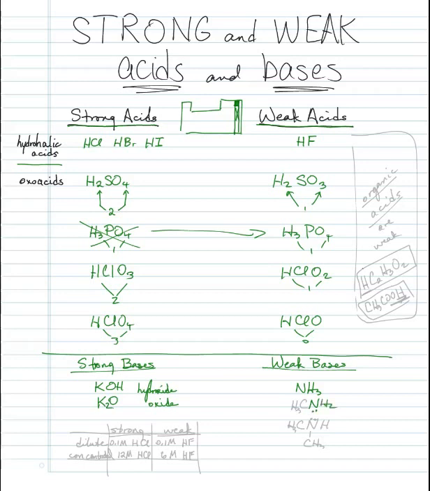So, for instance, if I put a C with 3 H's on it, and then I attach that to a nitrogen with 2 H's on it, I'm going to have a lone pair on the nitrogen. That'll be a weak base.